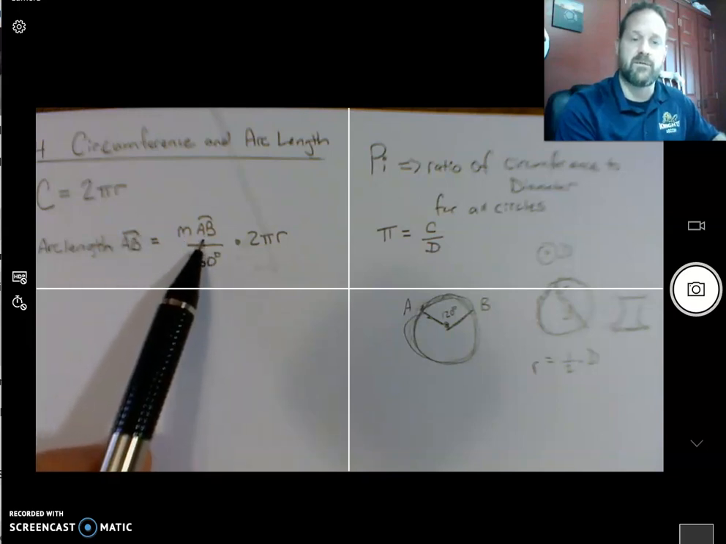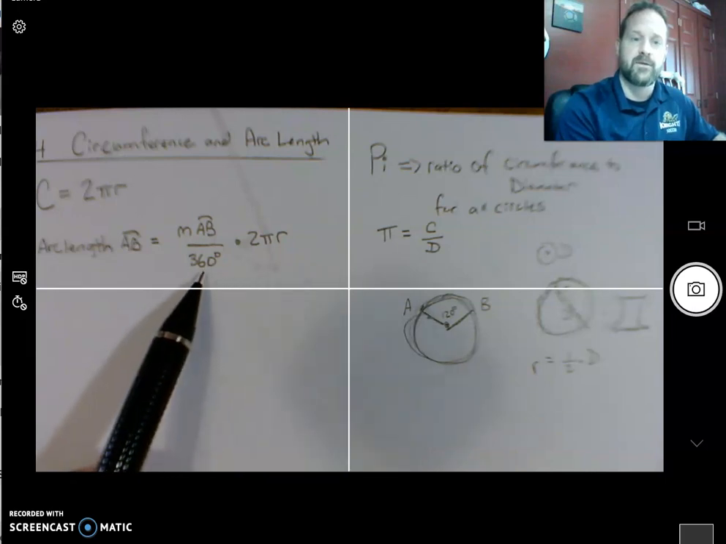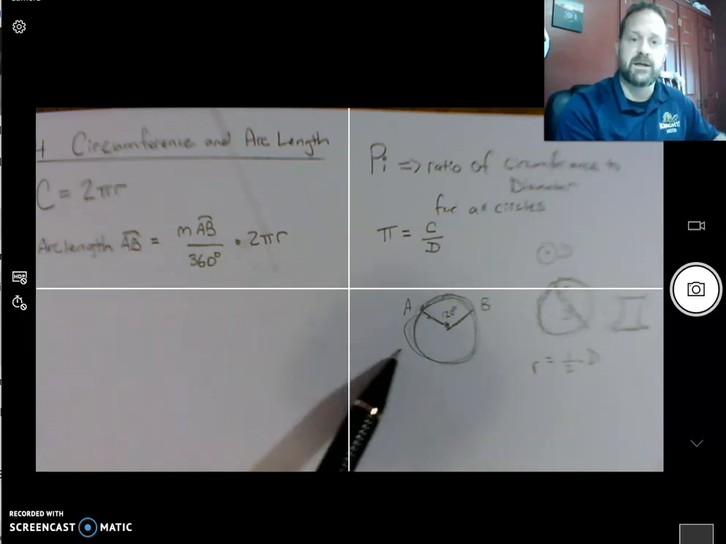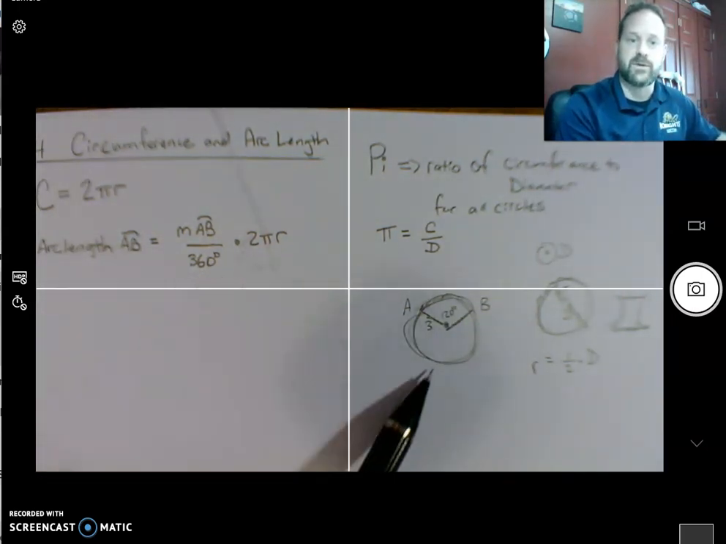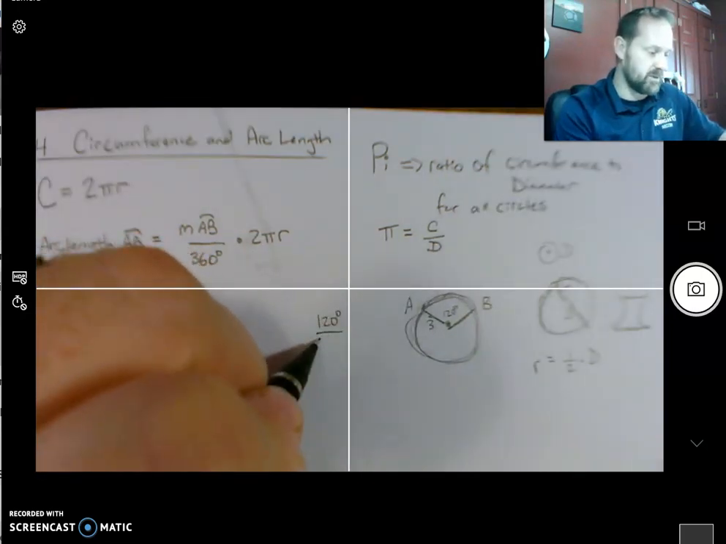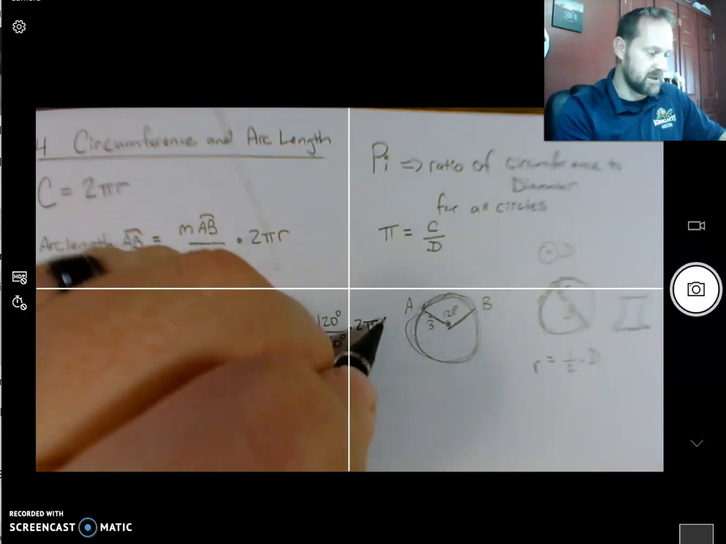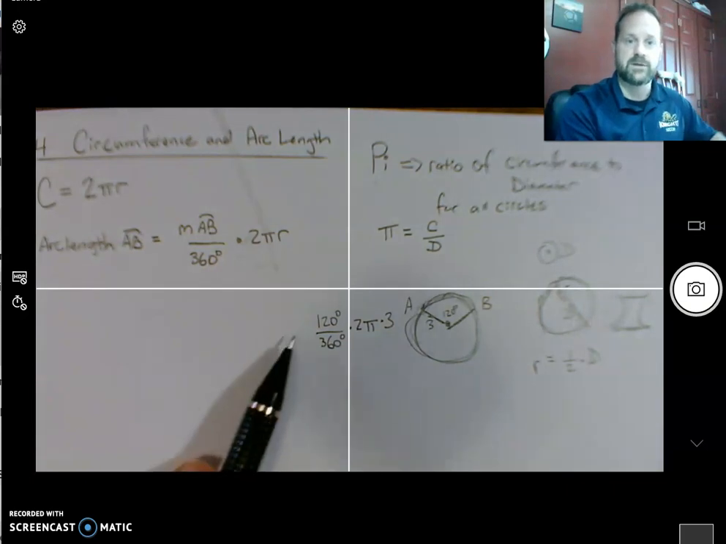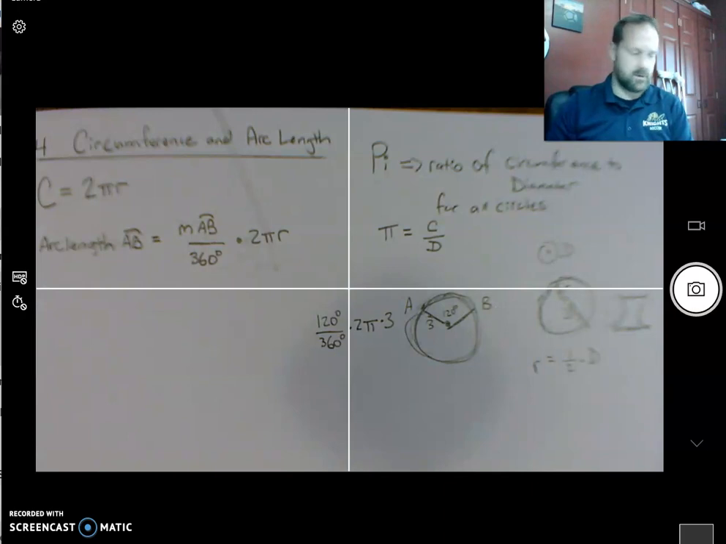The measurement of arc length AB would be 120 over 360, times 2 pi R, and say R was 3, as we mentioned earlier. So the arc length of this would be 120 degrees divided by 360, multiplied by 2 pi times 3. Work all of that out, so that's 1/3 multiplied by 6 pi, that'd be about 6.2.